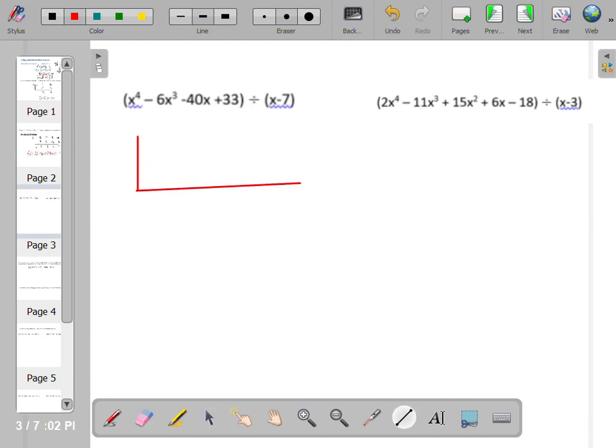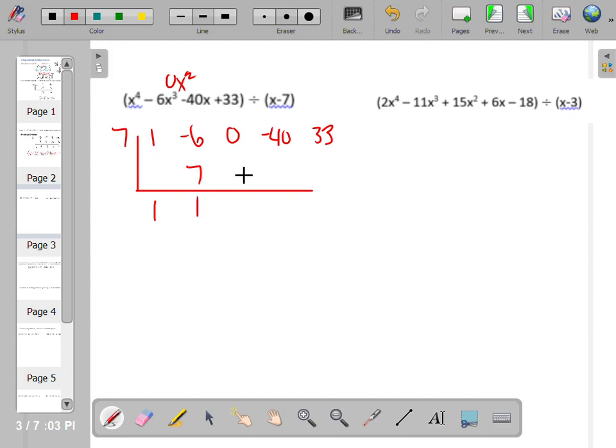So this is a quartic. Again, I'm missing a term, at x squared. I need a 0x squared. So 1, negative 6, 0, negative 40, 33, and I'm going to plug in 7. So when I do this, I drop down the 1, multiply, add, multiply, add, 49 minus 40 is 9, and 9 times 7 is 63, so this is 96.